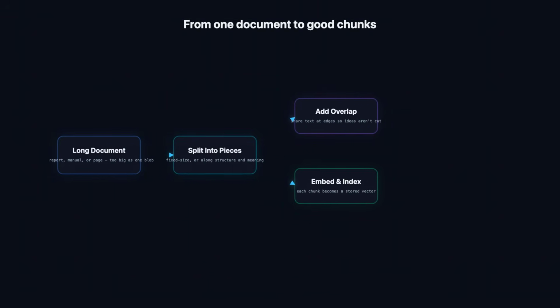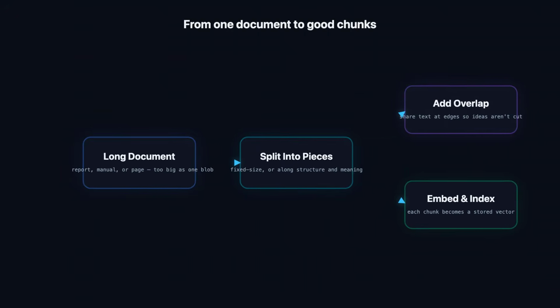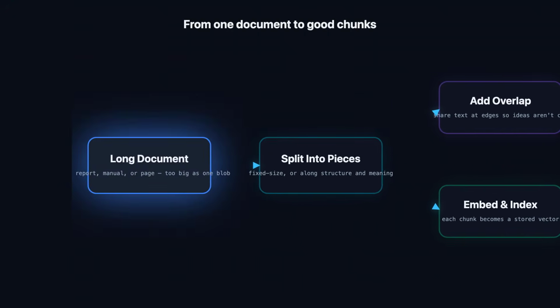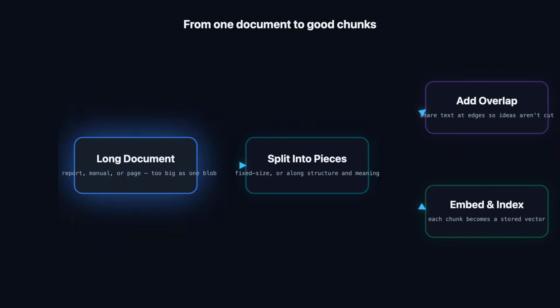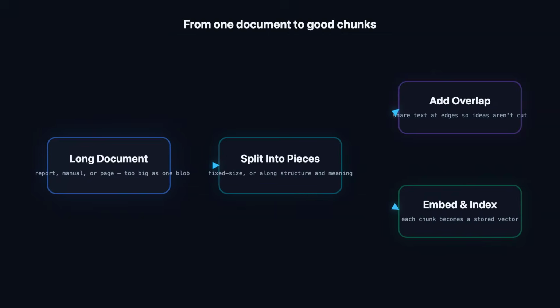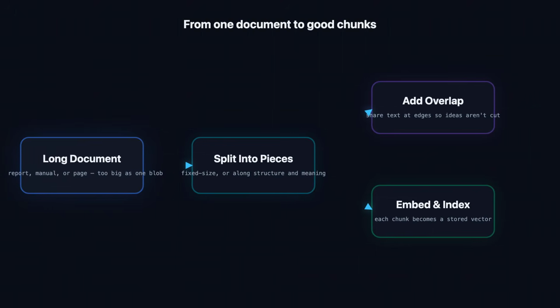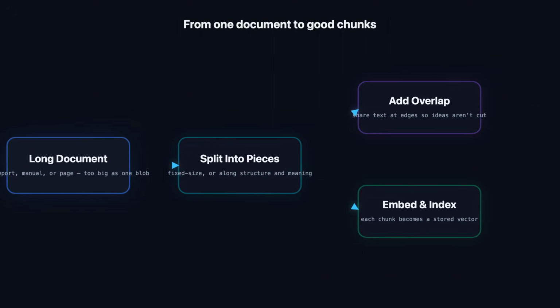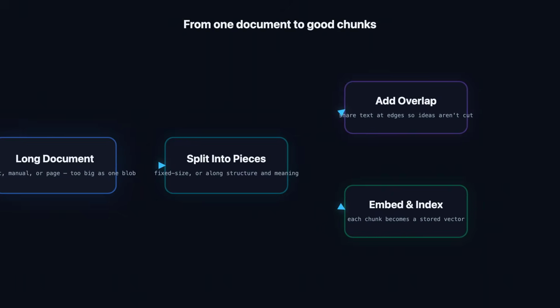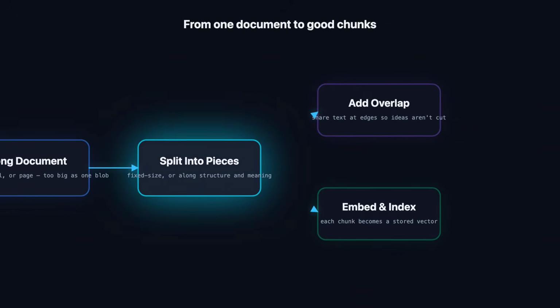So how do we actually turn a long document into good chunks? Follow the pipeline one block at a time. Start with a long document, maybe a report, a manual, or a web page. As one giant blob, it is useless to a retriever. Our whole job is to carve it into pieces that are each small enough to be precise, yet whole enough to still make sense. Now we split it into smaller pieces.